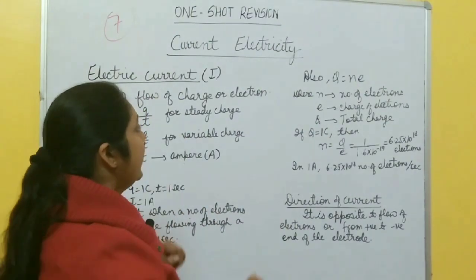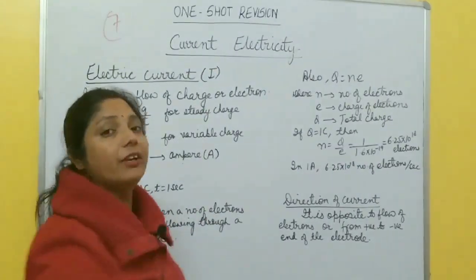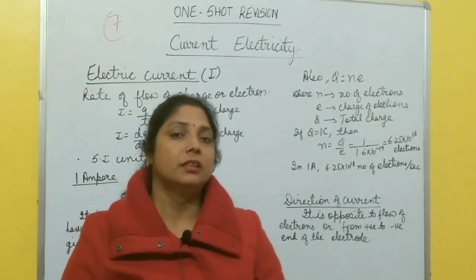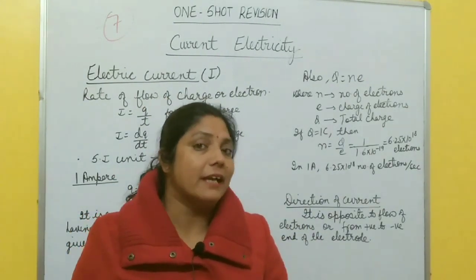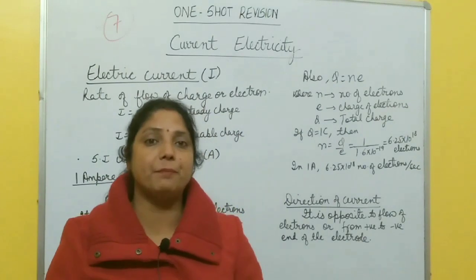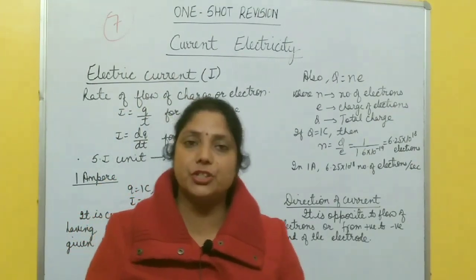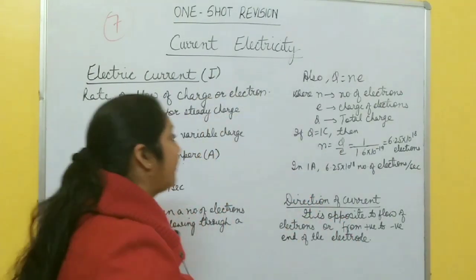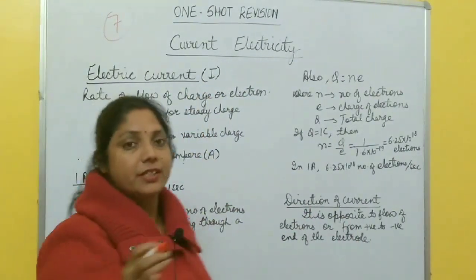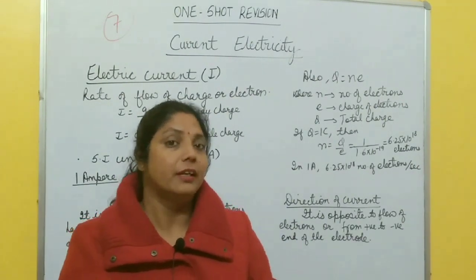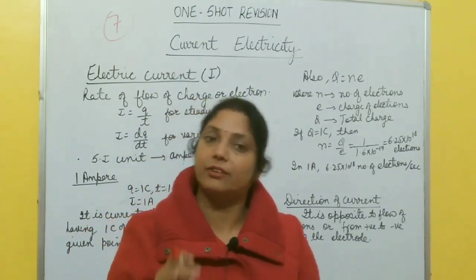As the name suggests, current electricity. In the last 2 chapters you studied about when the charges are at rest, that is electrostatics. But in this chapter you study about what happens when the charges are in motion, that constitutes electric current. The study of physics which deals with charges in motion is called current electricity.